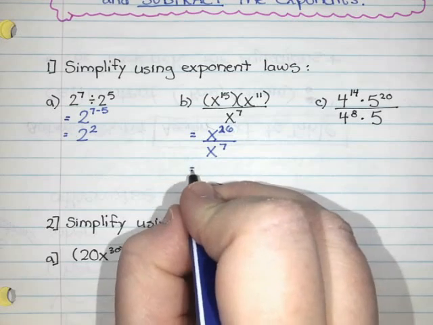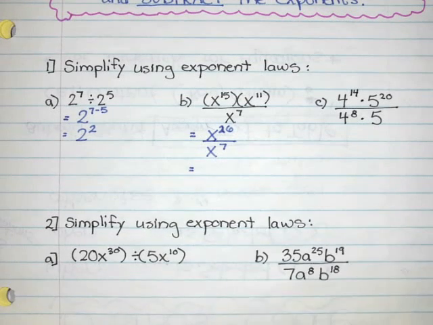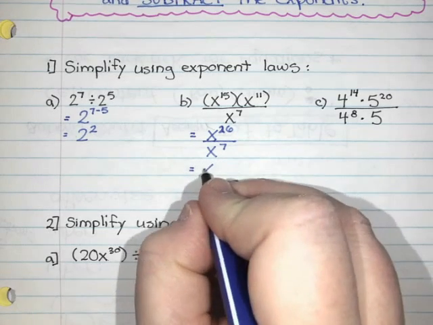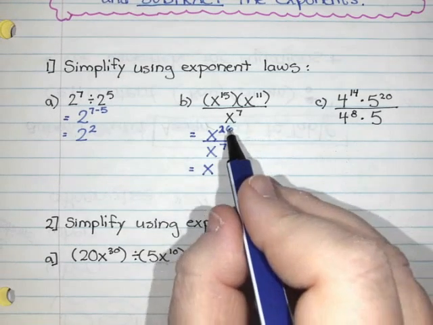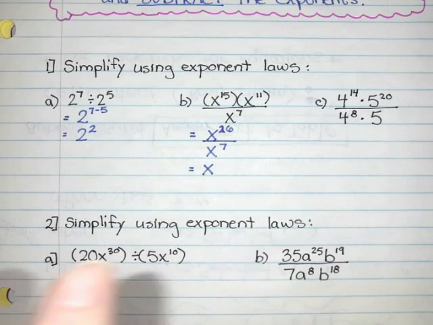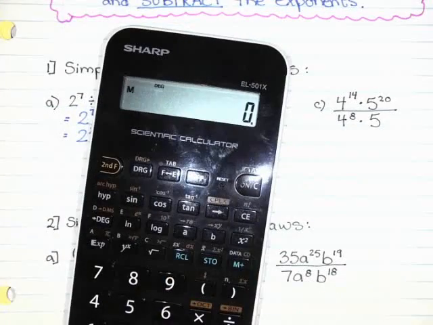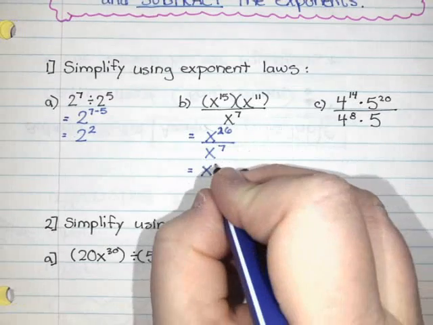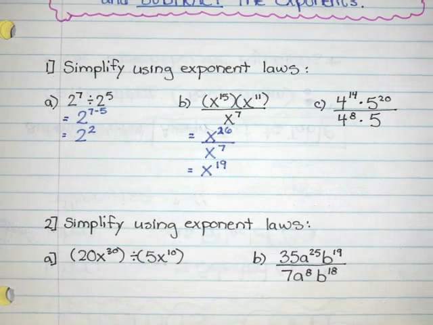And then when I go to do the division, x to the power of 26 divided by x to the power of 7, they have the same base. It stays in x. That doesn't change. And then 26, I don't divide 26 by 7. I subtract them. So 26 take away 7 is 19. So I get x to the power of 19.